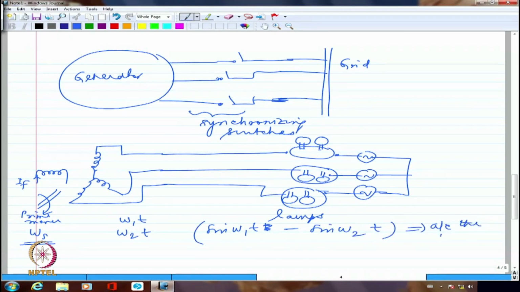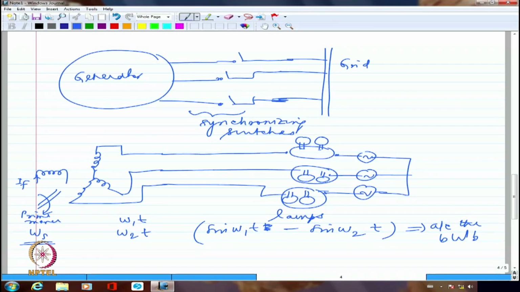Right? So if I say this, this will essentially be omega 1 plus omega 2 as one component, and omega 1 minus omega 2 as another component. Omega 1 plus omega 2 will be a very, very high frequency, so I will not be able to see the intensity increasing and decreasing at all. But omega 1 minus omega 2 I would be able to observe with my naked eye, because it is going at a very, very slow frequency.